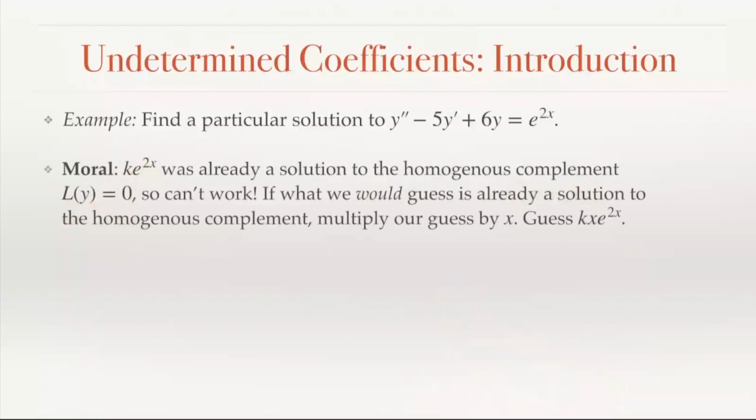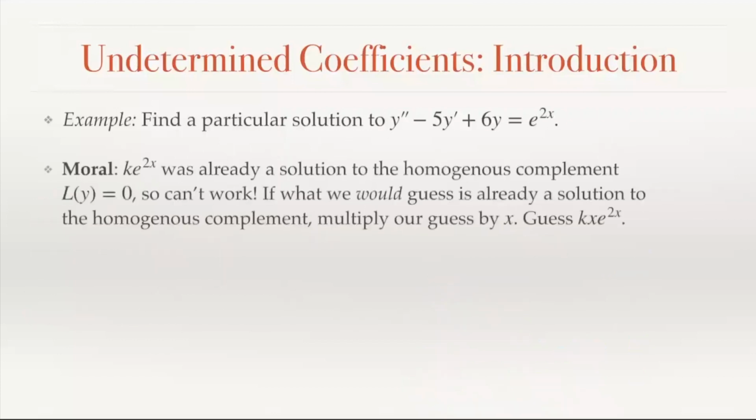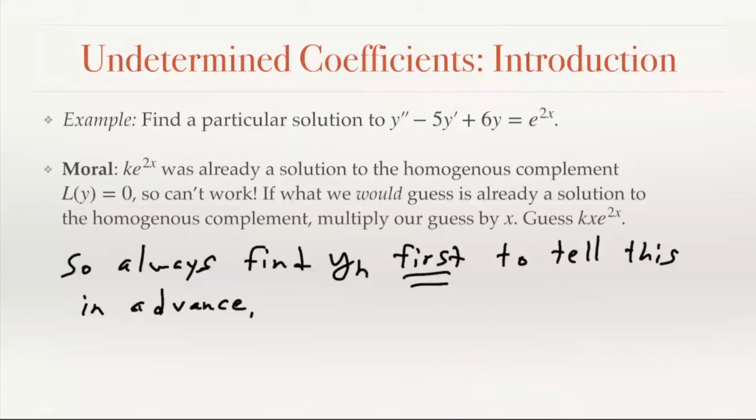And what we do is, if what we would guess is already a solution to the homogeneous complement, multiply our guess by x. So instead of guessing k e to the 2x, we'll guess kx e to the 2x. And avoiding this situation that we just encountered is why we always want to find the solution to the homogeneous complement, y sub h, first. So always find y sub h first in order to tell in advance if this would happen, and we need to modify our guess from the start.